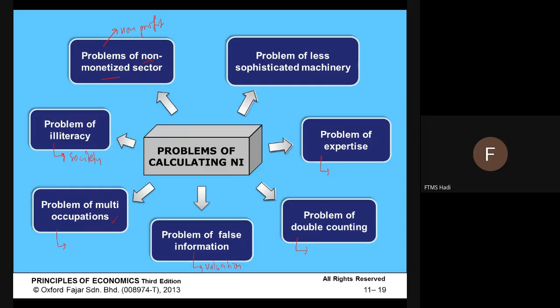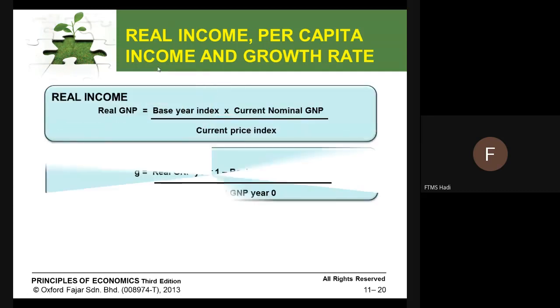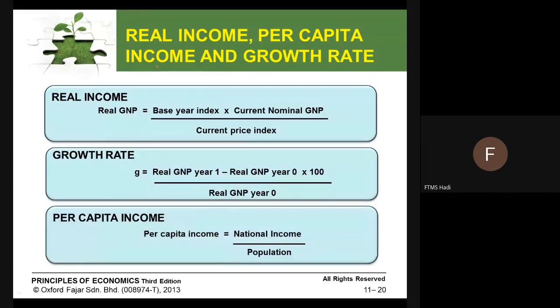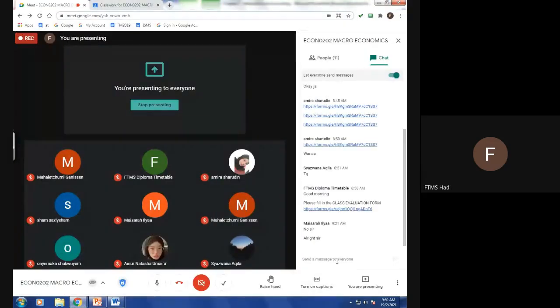Okay, so these are the calculation of real income, growth income, and per capita income. However, this is not covered in the midterm. It's just for sharing only, the growth rate and per capita income. Right. Any question? Any question before we proceed? No? Okay. Let's go to the study questions.